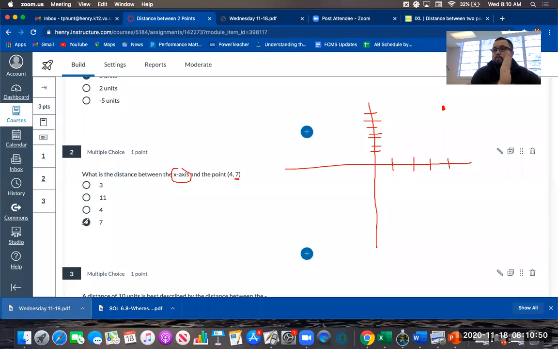So if it's asking you from the y to the point, you would look at the x value. Okay. If it's asking you like this one here, number 2, if it's asking you from the x axis, which is here, to this point, then all you have to do is look at the y value. Or you can count too. So you know that you had to go 1, 2, 3, 4, 5, 6, 7 to get back down here to the x-axis. Okay.